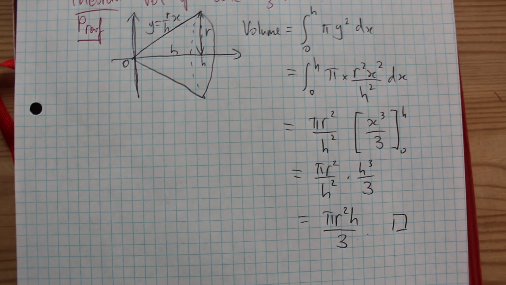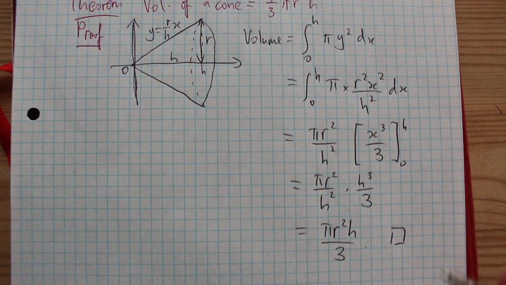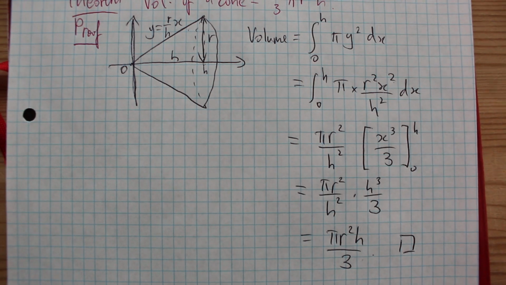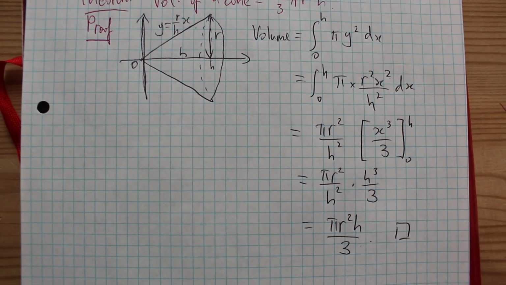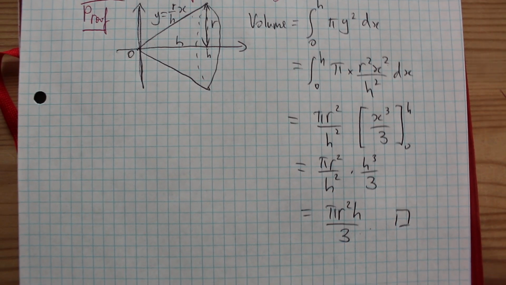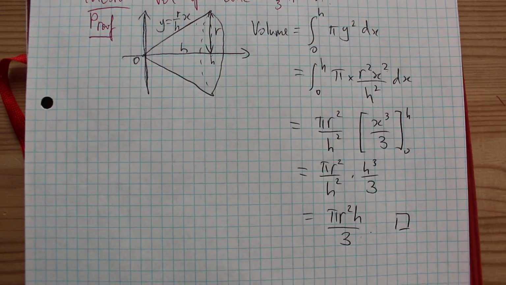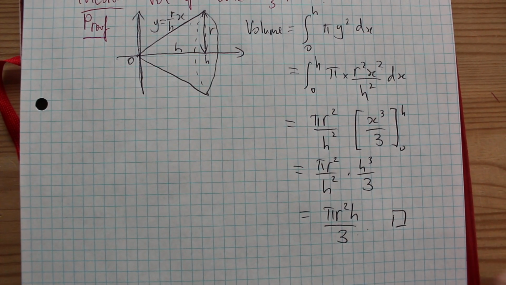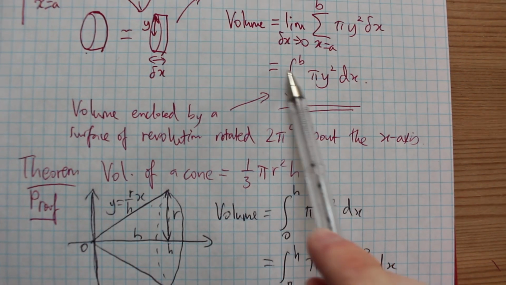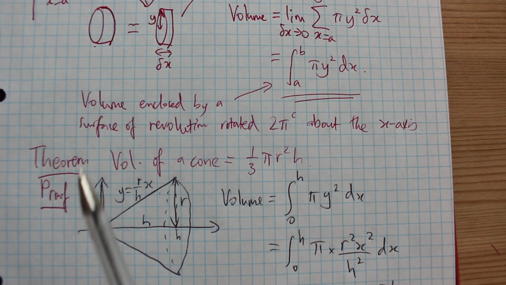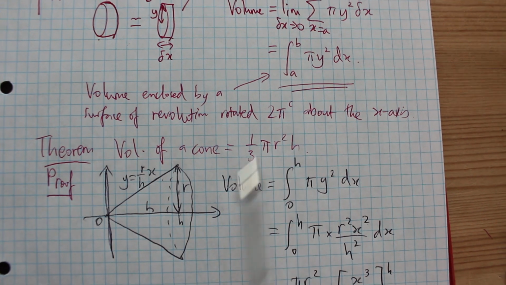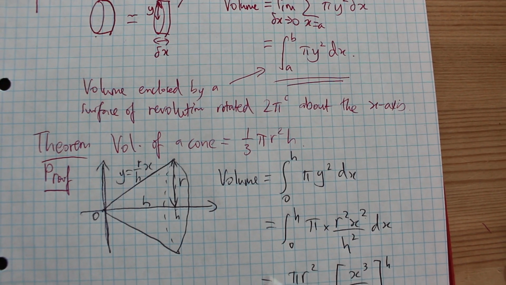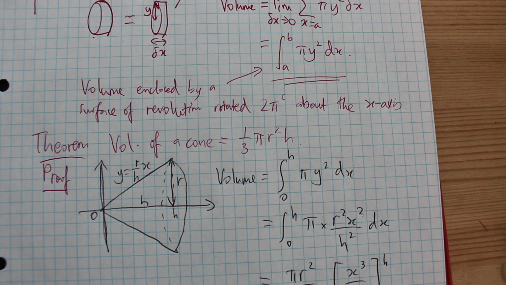So that's really quite neat. And we could also use this method to prove that the volume of a sphere is 4/3 pi r cubed. So that's going to be on the homework, I think. And yeah, so this method, calculating this integral, is how we find the volume of a surface of revolution when it's rotated around the x-axis.